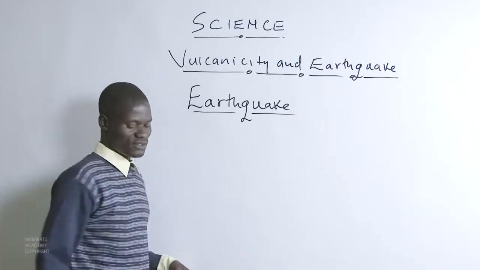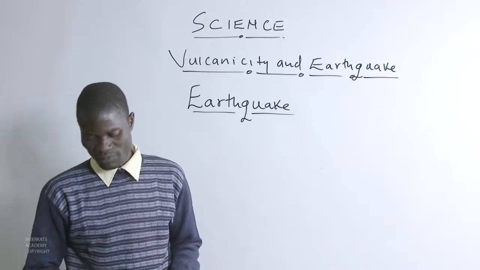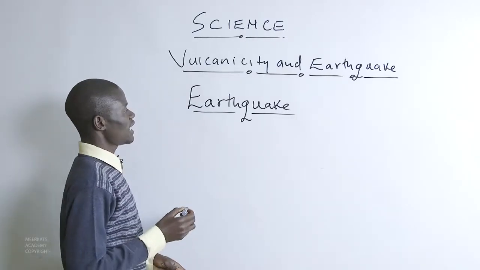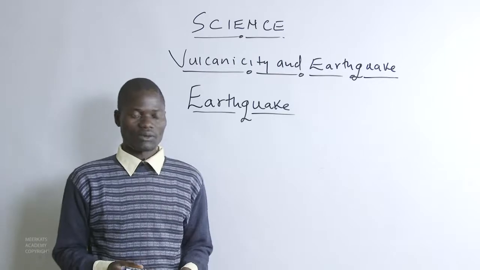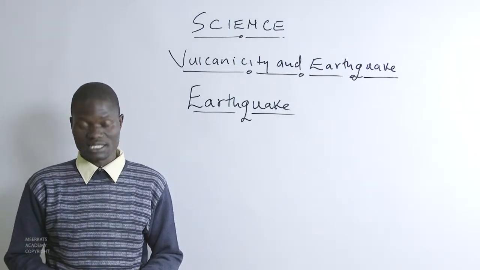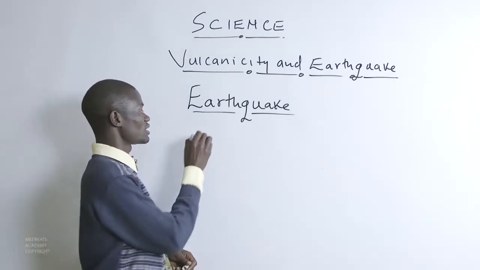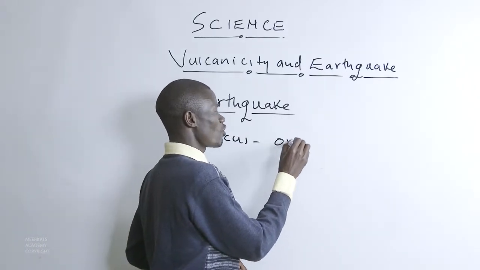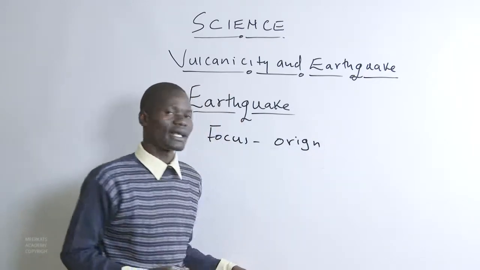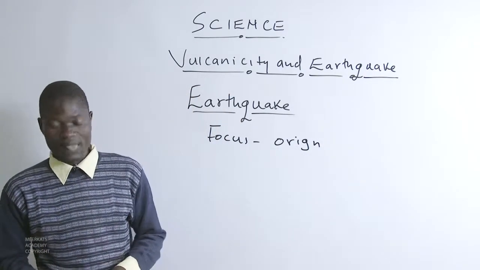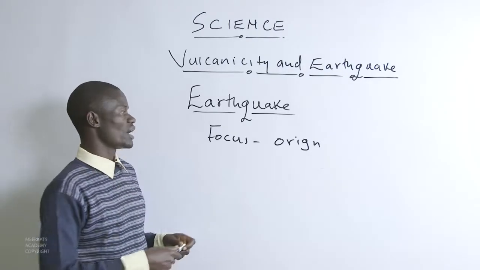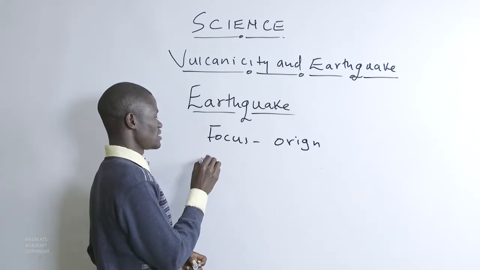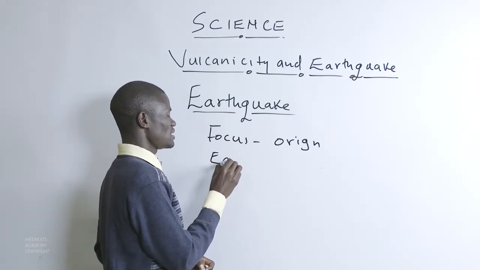But let us look at the causes of earthquakes and how an earthquake originates. There is a point of origin over which the earthquake originates. That point is always called the focus. The focus is the point of origin where an earthquake originates, and the place directly on Earth's surface where the quake waves hit is referred to as the epicenter.